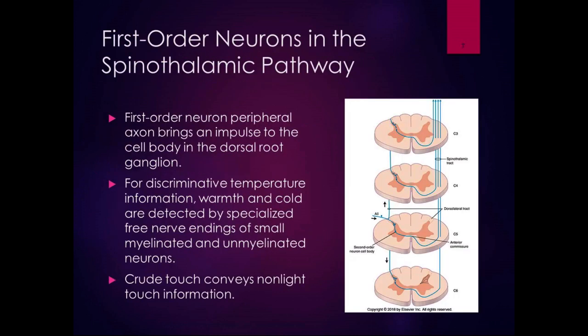So the first order neuron in the spinothalamic pathway, the peripheral axon brings that impulse into the dorsal root ganglion. For discriminative temperature information, warm and cold are detected by specialized free nerve endings of small, myelinated and less myelinated neurons. Even though it says unmyelinated, we can think of them as less myelinated. Crude touch conveys non-light touch information. So light touch was those A betas. Crude touch is all the other touch, non-light touch, like tickle and itch maybe.